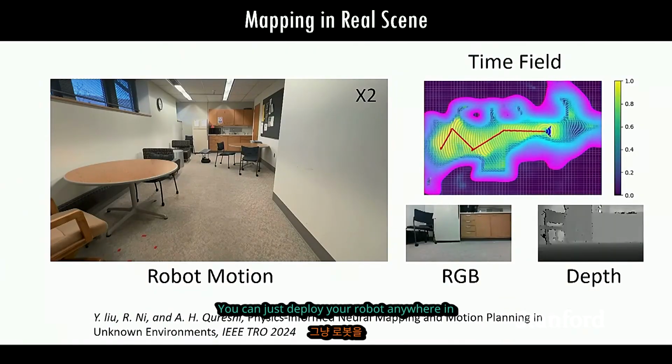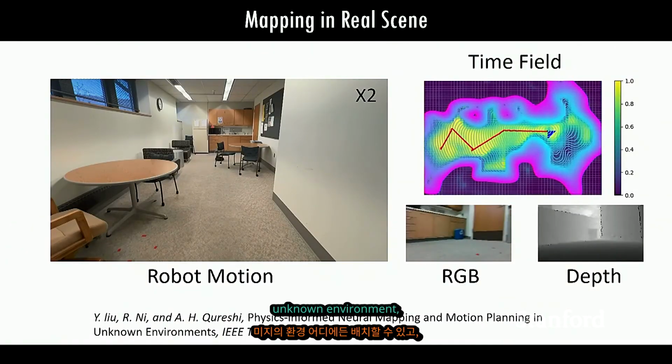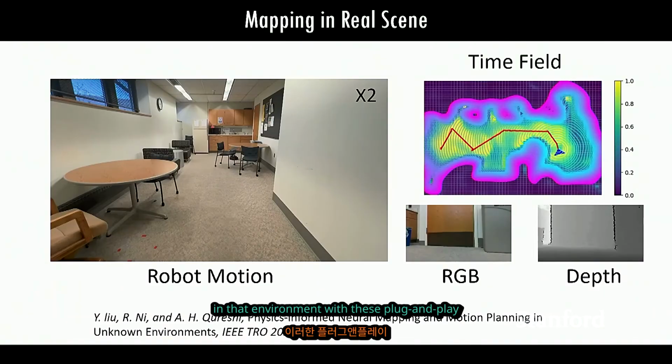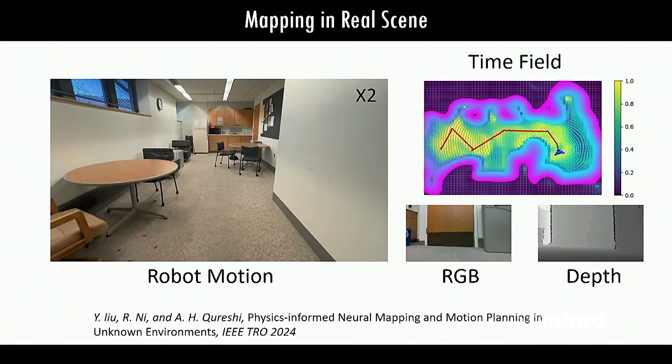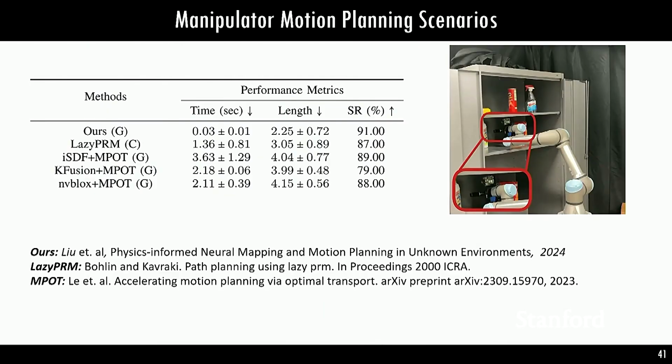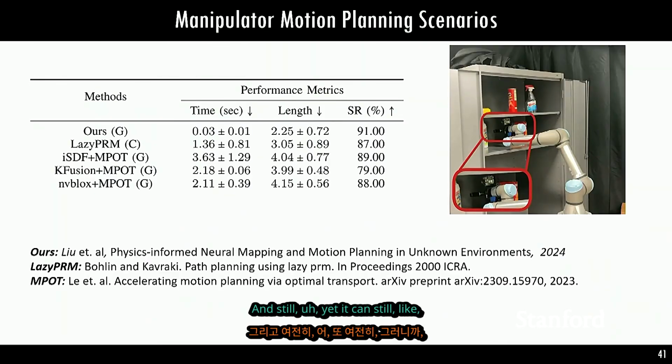You can just deploy your robot anywhere in an unknown environment, and it will figure out how to move in that environment with these plug and play models. Another advantage is that you can even do manipulation with it. You can equip the robot with an in-hand camera, and it will explore and construct these arrival time field maps in C space, and still navigate. We show that in our TRO paper.